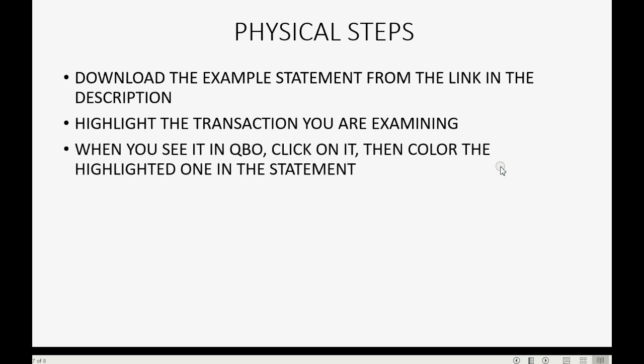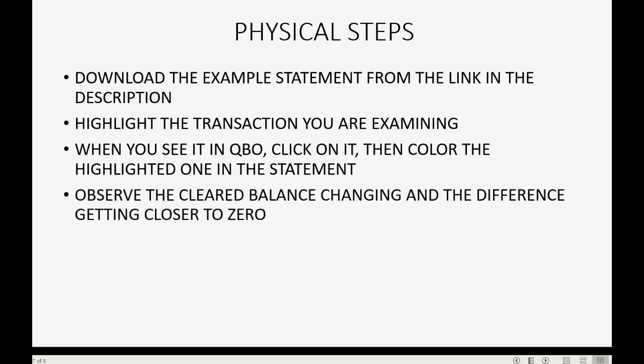When you see it in QuickBooks Online, click on it. Then color the highlighted one in the statement. In other words, highlight in the statement but don't change the color. Find it in QuickBooks Online and check on it. Then go back to the statement and change the color so we know both transactions are in both places.